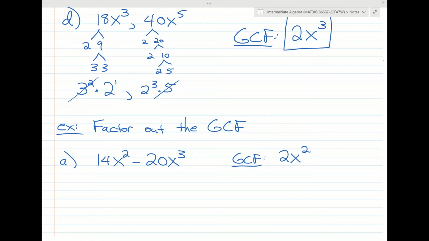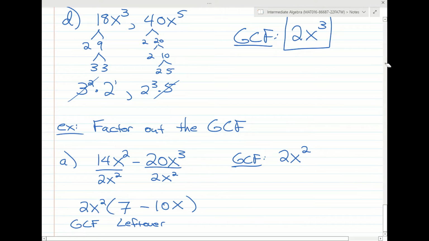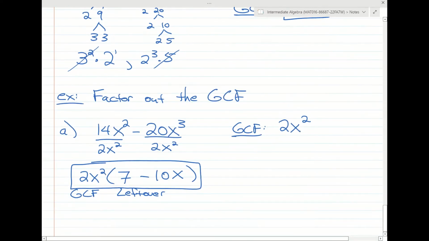So the way this is going to work is we're going to divide each term by 2x to the second. Write the GCF on the outside, and then write what's left over on the inside. 14 divided by 2 is 7 minus 10x. That would be what GCF factoring is like. Figure out what the GCF is, and then you divide each term by it.